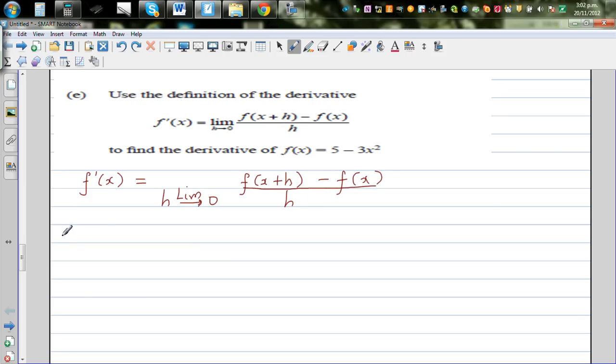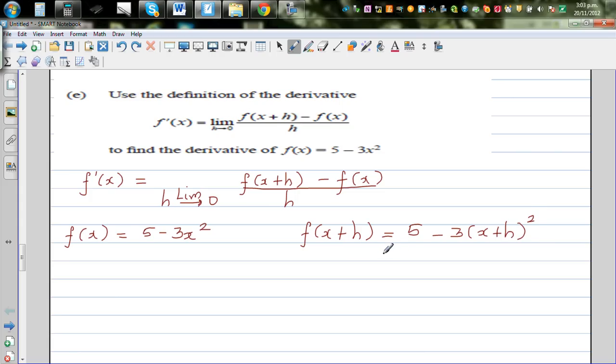So what is given? f of x is given to be 5 minus 3x squared. Those who have learned derivatives know the gradient should be minus 6x. So f of x plus h would be, you just substitute x plus h in place of x. So that would be 5 minus 3 times x plus h, the whole squared.